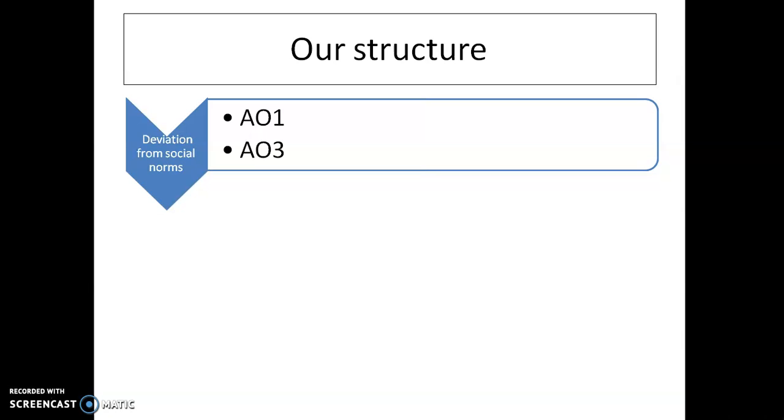And then what I will do, because the question has asked me one or more, is actually use 2 definitions because I'm allowed to do so. That will mean I can spread my AO1 marks and my AO3 marks as well. So I could do 3 marks AO1 on deviation from social norms, and the other 3 marks will come from my second definition. After I've outlined deviation from social norms, I'm going to evaluate it right away.